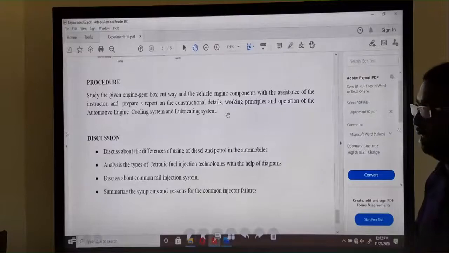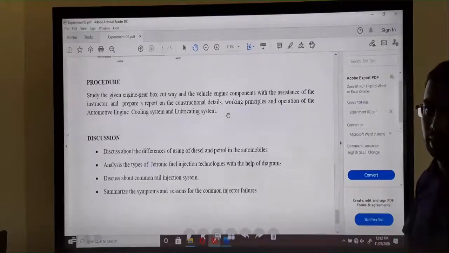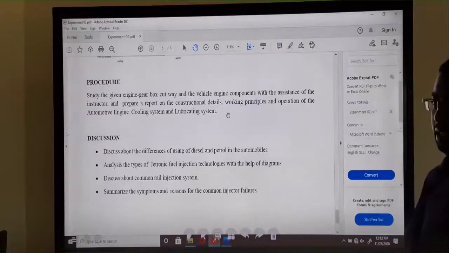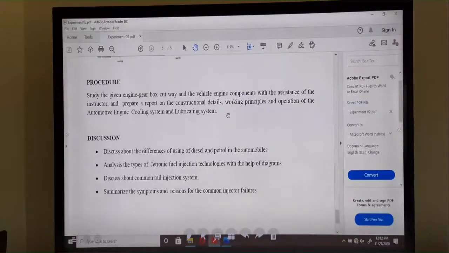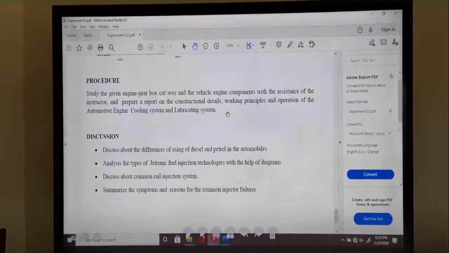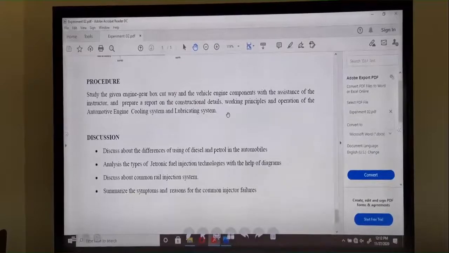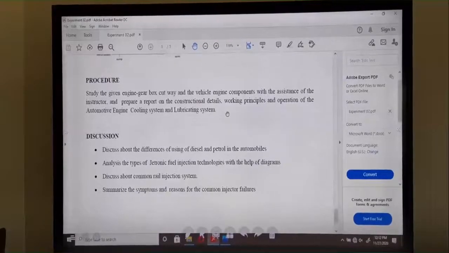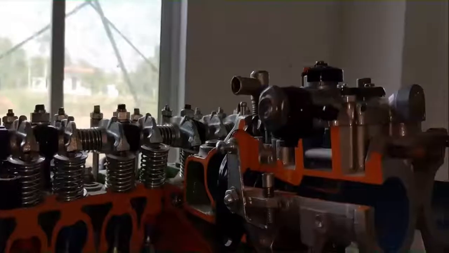So now let's see the practical. Okay, let's see how we can handle these things with our apparatus. Okay, let's start with the apparatus.